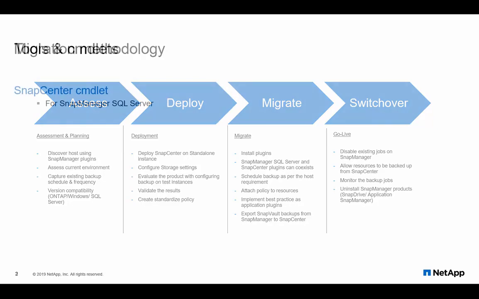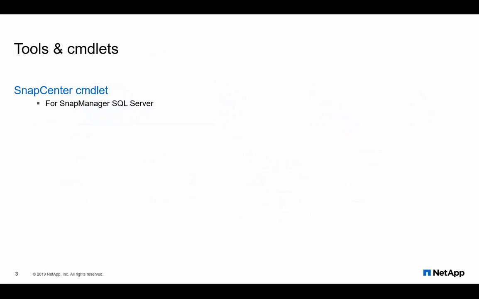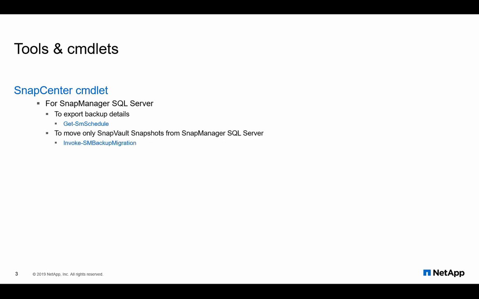Here is the list of commandlets which can be handy during the migration process. To get the current list of backup schedules to export, use get-sm schedule. The command to migrate SnapVault snapshots to the SnapCenter repository is invoke-sm backup migration. And the command to disable an old backup job is get-sm schedule with the disable argument. Now let's see a demo on how to move the SnapVault copies to the SnapCenter repository.